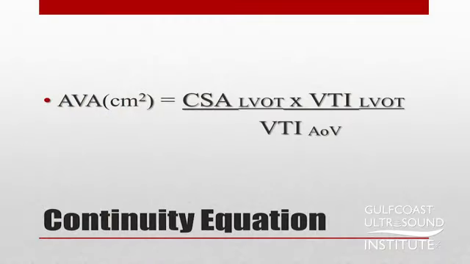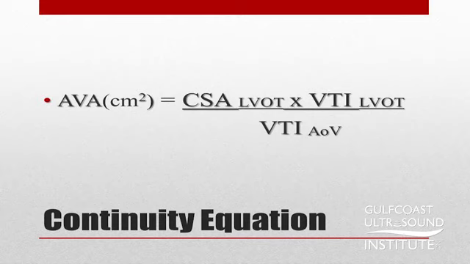First, let's go over what the continuity equation actually is. The continuity equation for the aortic valve area equals the cross-sectional area of the left ventricular outflow tract times the velocity time integral, or the VTI, of the left ventricular outflow tract over the VTI of the aortic valve. This is the actual continuity equation. We use the continuity equation to calculate the aortic valve area.